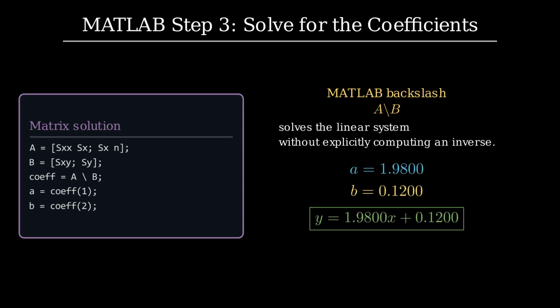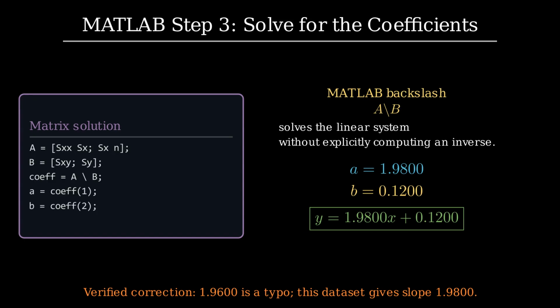For the supplied data, the verified slope is 1.98, and the intercept is 0.12. Therefore the best fit line is y equals 1.98 x plus 0.12. The earlier value 1.96 is a numerical typo.